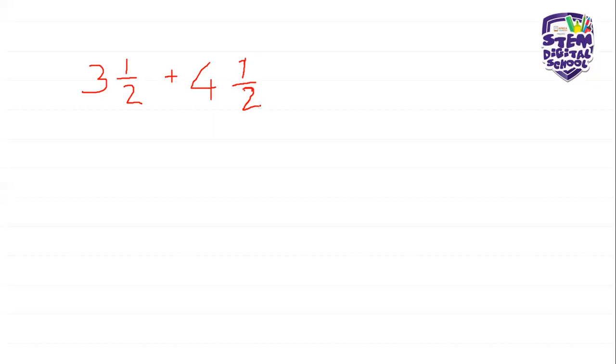What is the answer? I've got 3 and 1 over 2 plus 4 and 1 over 2. What do you do first? I've given you guys a minute to work it out for yourselves. Let me rather give you 2 minutes to try and work it out for yourself. And then we discuss it.